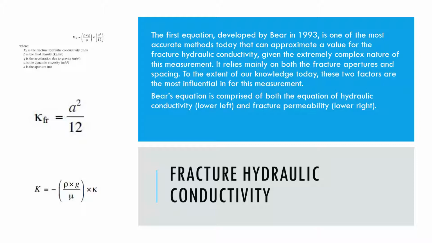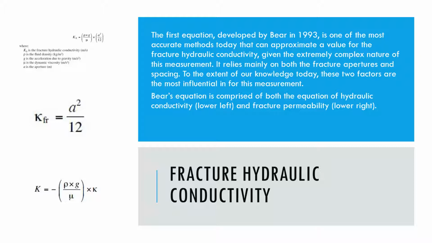The first equation on the top left right there, developed by Baer in 1993, is one of the most accurate methods today that can approximate a value for the fracture hydraulic conductivity given the extremely complex nature of this measurement. It relies mainly on both the fracture apertures and spacing. To the extent of our knowledge today, these two factors are the most influential for this measurement. So, the openings of these fractures and how far apart they are or how interconnected they are is the most influential factor in the measurement of fracture hydraulic conductivity.